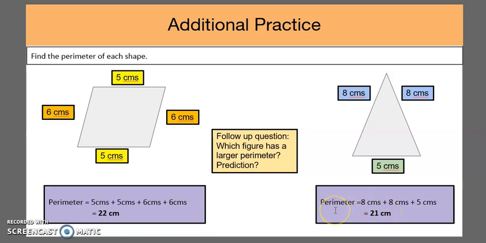When teaching this content, depending on the level of students, this might be sufficient. However, we can definitely ask additional questions to challenge students as well as to connect this content to previous units learned. So we can ask which figure has a larger perimeter. We can ask this question before or after they answer the question as a prediction. And we can also change up the numbers.